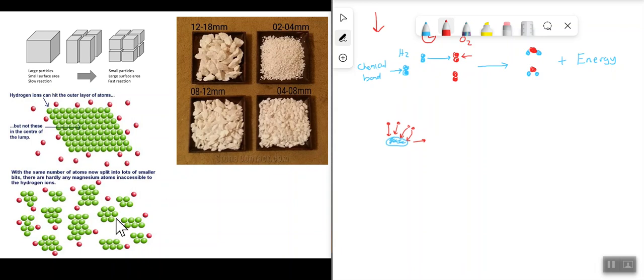So what's the result of that? If we have a solid that is reacting with a liquid, for example, and we reduce the particle size of the solid, we basically give more options for the reactant particles to collide with each other, like what we can see here. So therefore, it will increase the rate of the reaction.